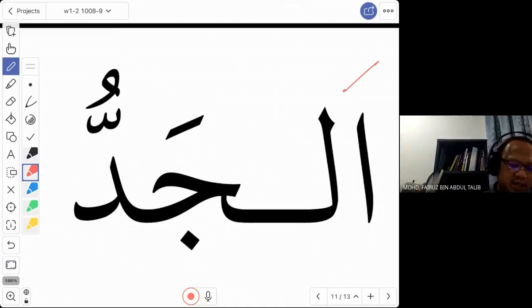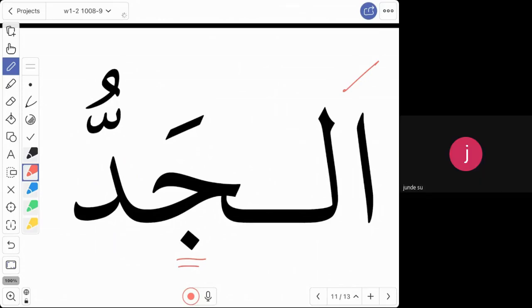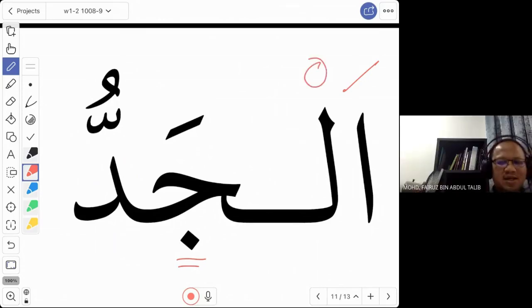Ajaddu, all right. This letter, if you look at the list, this is not the Shamsiyyah letter. This is the Qamariyyah letter. So if this is the Qamariyyah letter, you should read the lam. So try again. Al-Jaddu, yes, correct. We don't say Ajaddu. In this case, we say Al-Jaddu.